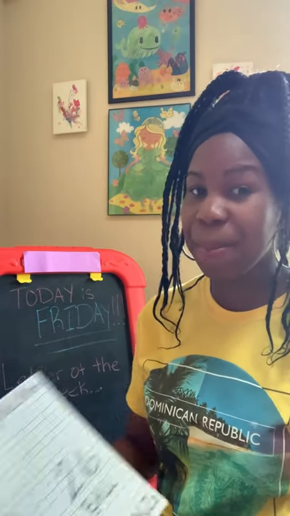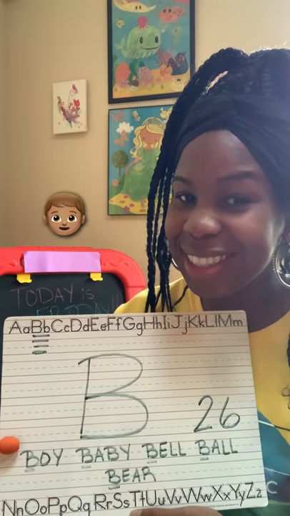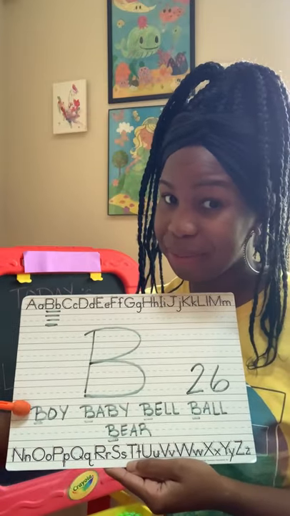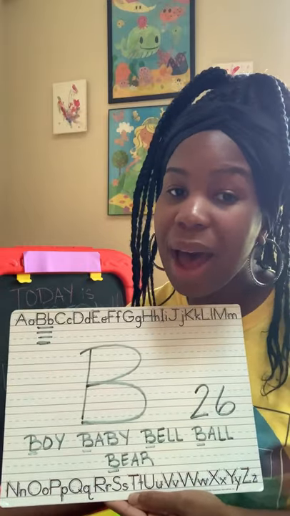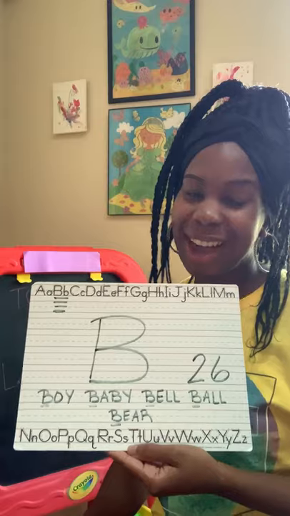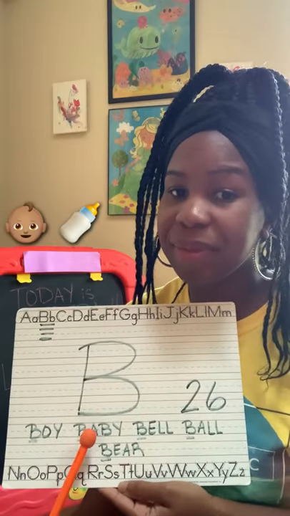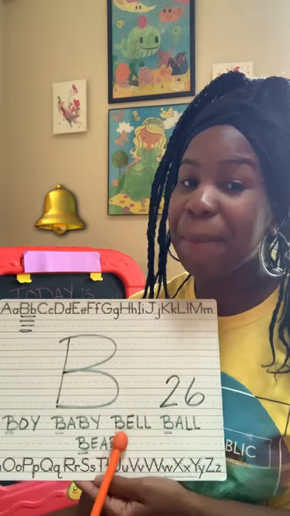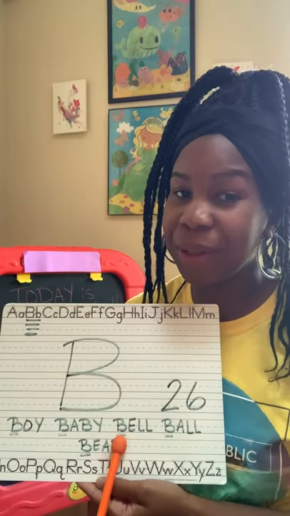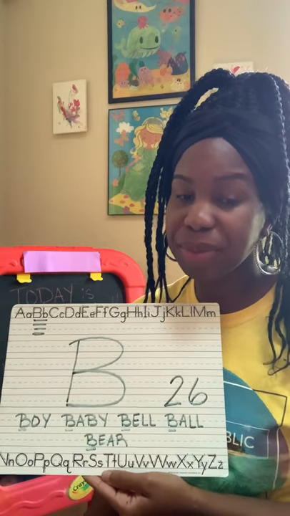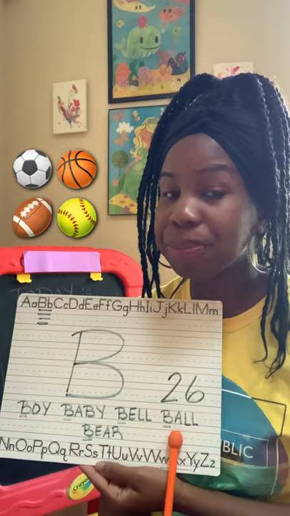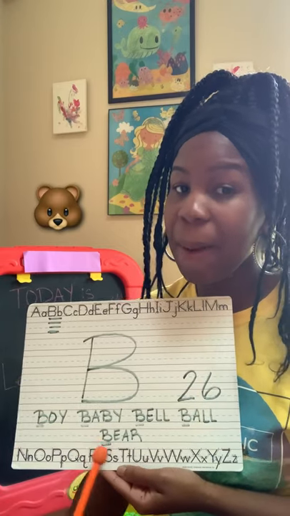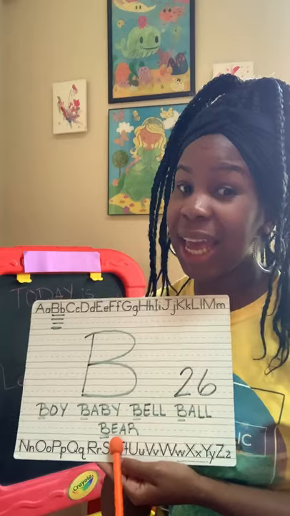Did anyone say boy? Boy begins with the letter B. And what sound does the letter B make? B, B, B, B. Good job. Baby. Baby starts with the letter B. Bell. Bell, B, B, Bell. Bell starts with the letter B. What about ball? B, B, Ball. Yeah. Bear, B, B, Bear.